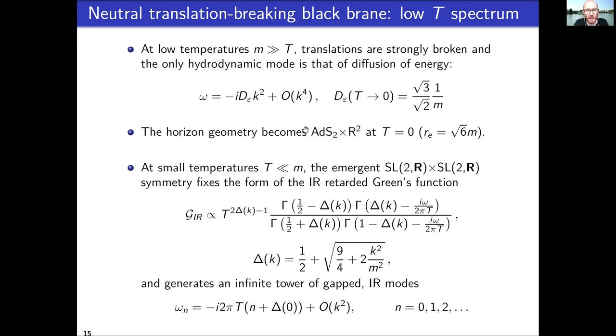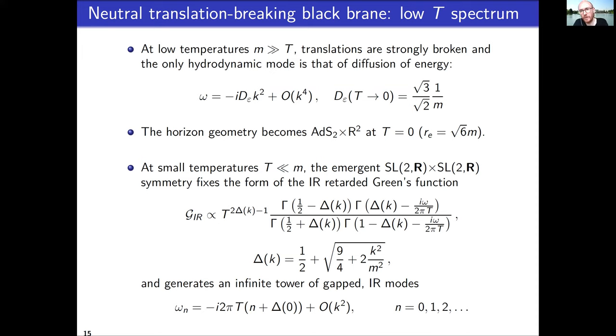So to recap, this IR retarded Green's function has poles that come from the zeros of this gamma function in the numerator, and it has zeros that come from the zeros of this gamma function in the denominator. And when you set k to zero, most of them cancel out. So actually, this is only true when k is kept non-zero. So this is the IR retarded Green's function computed directly in the infrared AdS2 cross R2.